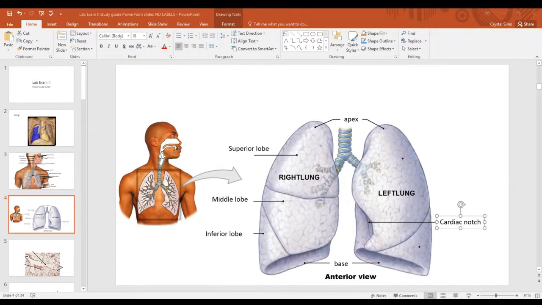Can you hear me? The 3 lobes of the right. Oh, I'm sorry. I see it now. It just popped up. Sorry about that. Yes, superior, middle, and inferior.